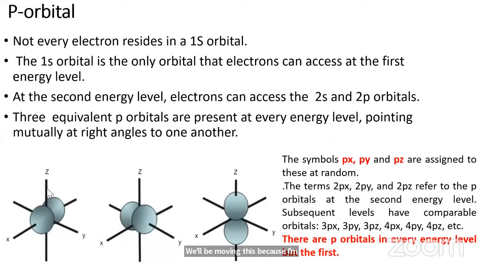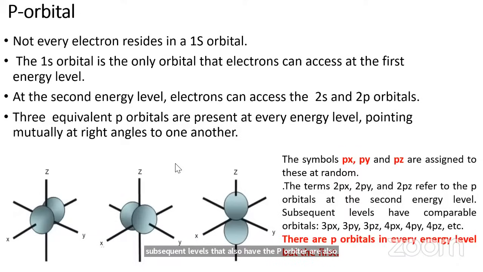We have the three equivalent p orbitals with the symbols px, py, and pz. These symbols are assigned randomly, depending on the direction of the orbital. Now, subsequent levels that also have the p orbital also have these symbols.